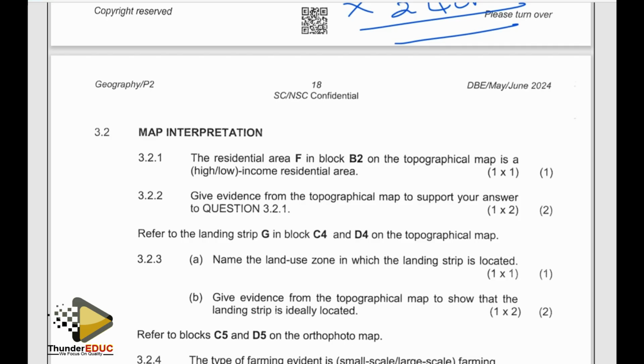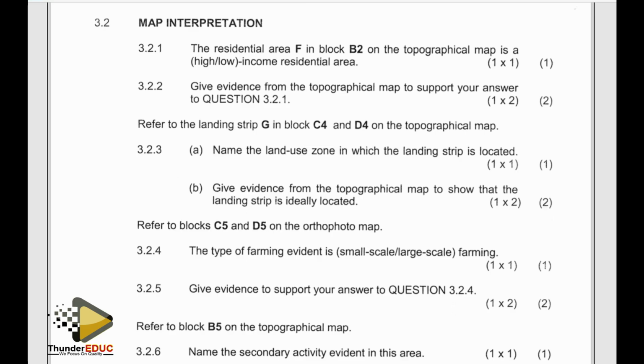But if you check in high income areas, you can also see that the houses are bigger. So you use that justification to identify whether an area is a low income area or a high income residential zone, giving such evidence for question number 3.2.2. If you are saying it's a high income area, you find the evidence that you use to support that it's a high income. If it's a low income, you also check on such evidence to support that it's low income residential.